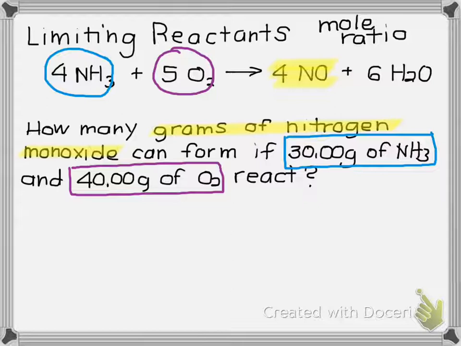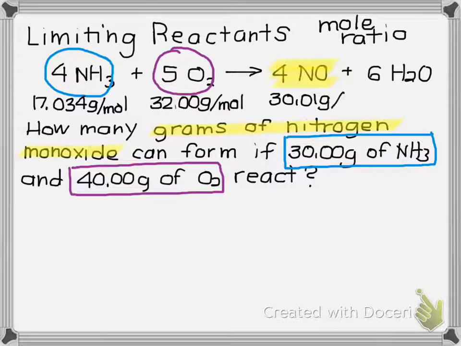So using the periodic table, I calculated that the molar mass of ammonia is 17.034 grams per mole. The molar mass of oxygen is 32 grams per mole. And because they're asking me to find the grams of nitrogen monoxide, I'll need to know that molar mass, and it's 30.01 grams per mole. As a general rule, in stoichiometry problems, if you're given or asked to find grams, you will need to know the molar mass of that substance.